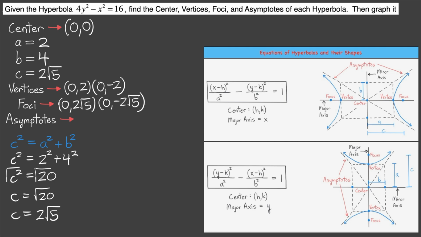All right, so those are the 2 points of our foci, so this point and this point. And lastly, our asymptotes. For the asymptotes, we're going to use this equation here, y minus k equals plus or minus a over b. Now, in some cases, it's b over a.